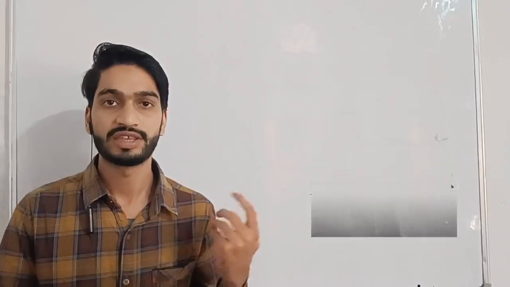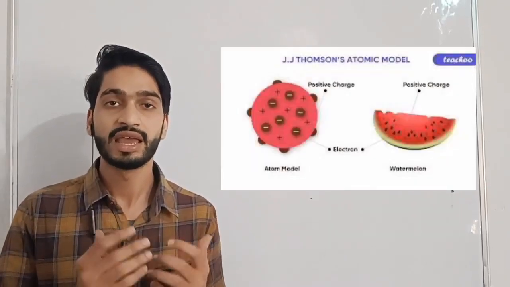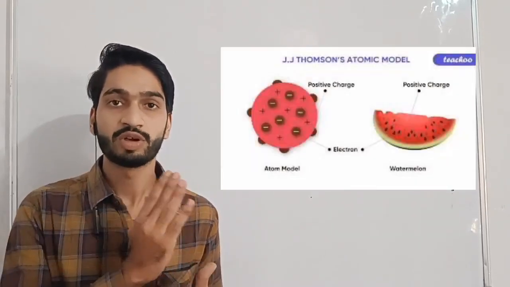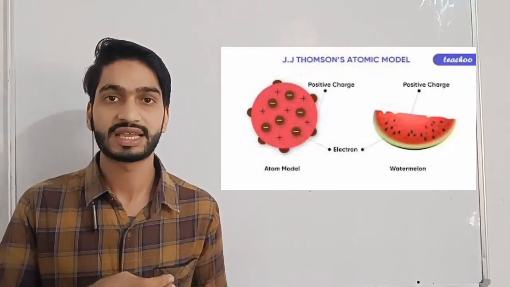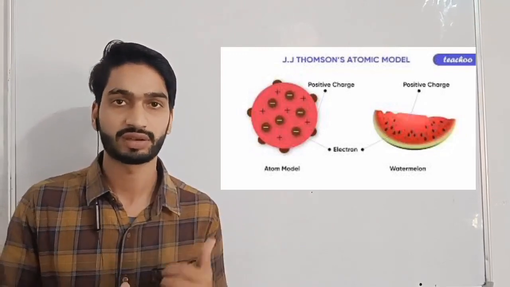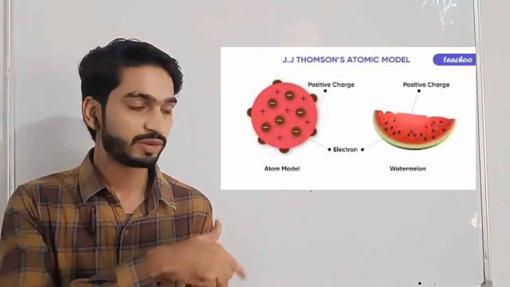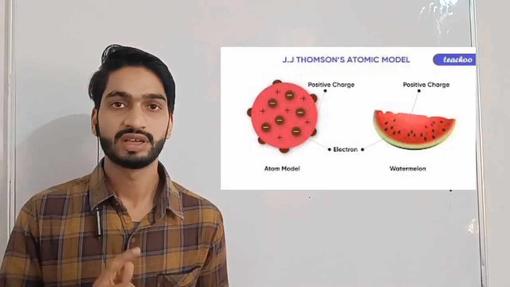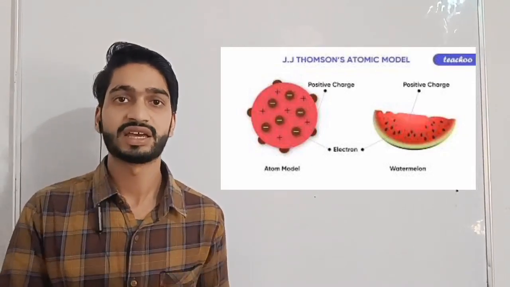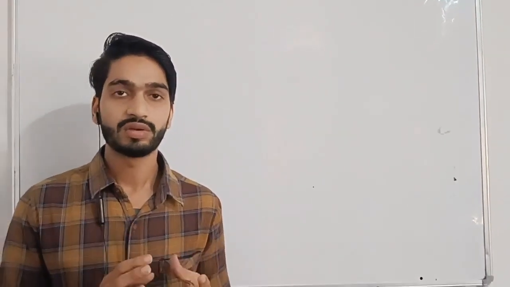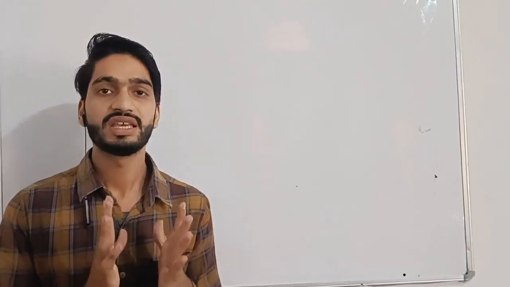His atomic model is very much similar to a watermelon. He said that the model of atom is a positive charge sphere in which electrons in the form of seeds are embedded inside it, as is shown here. You can see here the red part is positively charged protons and the black seeds are electrons. His model failed because he could not explain the stability of an atom.